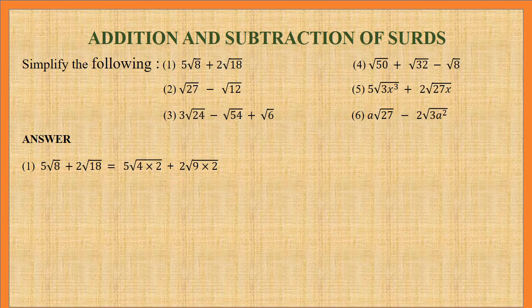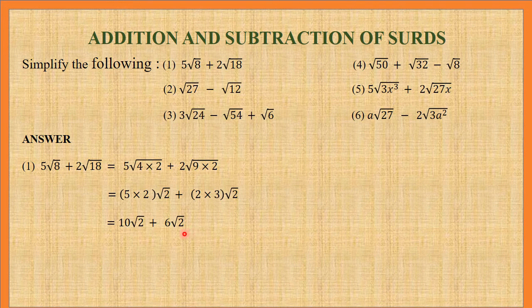So this then gives us 5 multiplied by 2 root of 2 plus 2 multiplied by 3 root of 2. Then 5 times 2 gives us 10, and 2 times 3 gives us 6. So this will be equal to 10 root of 2 plus 6 root of 2, which are simplified.